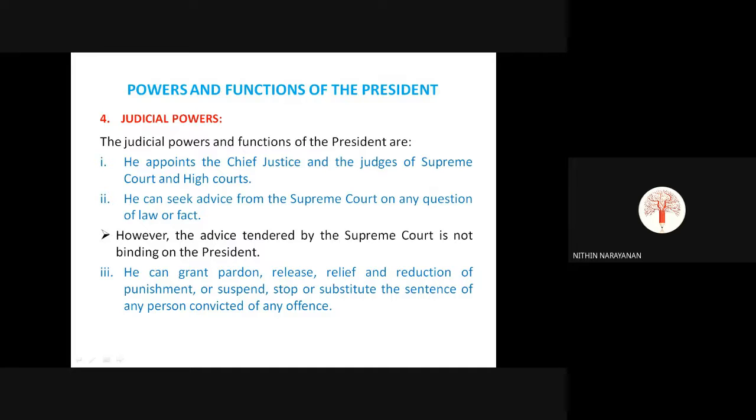He can grant pardon, relief and reduction of punishment, or suspend, stop or substitute the sentence of any person convicted of any offense. So that is the ultimate judicial power of the president. For anyone convicted of any offense, or given punishment or suspension, the president has the power to stop it. That is the ultimate judicial power.